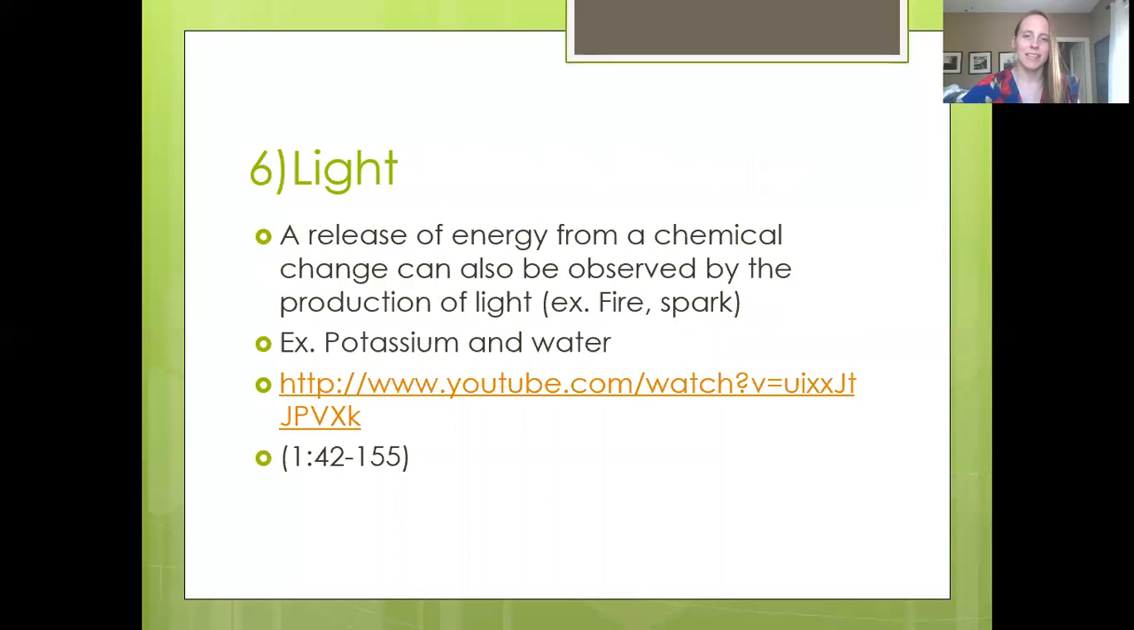And then the last one, light, you might see this as a spark or a fire as opposed to just like a lasting glow. But that would also happen if you have, say, potassium in water. We already talked about the fact that potassium in water releases hydrogen gas, which is highly flammable. Potassium in water also releases a lot of heat energy, and that heat can ignite the hydrogen gas, which we see as fire.